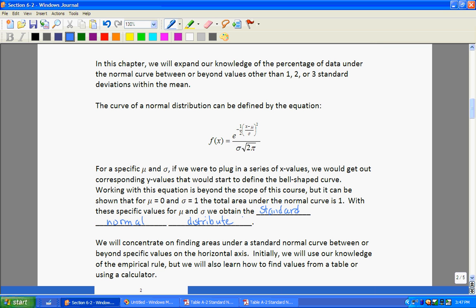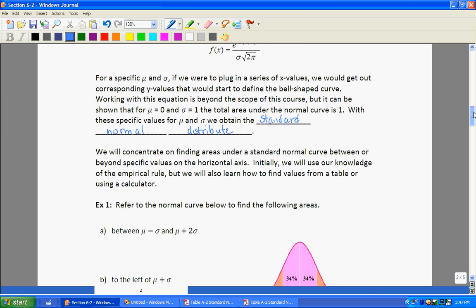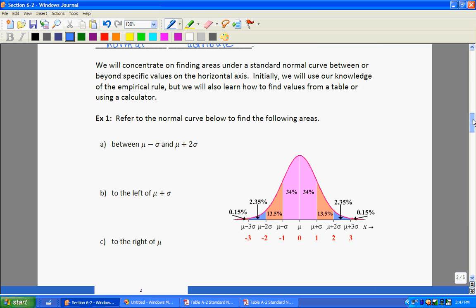The area might not necessarily be equal to 1, but using that formula, we can show that if mu is equal to 0 and sigma is equal to 1, then the area under the curve is exactly equal to 1. Well, right now, we're going to concentrate on finding areas under a standard normal curve between or beyond specific values on the horizontal axis. So initially, we're going to start off with our knowledge of the empirical rule, that's the 68, 95, 99 rules that we know. But we're going to also learn how to find these values from a table or using a calculator.